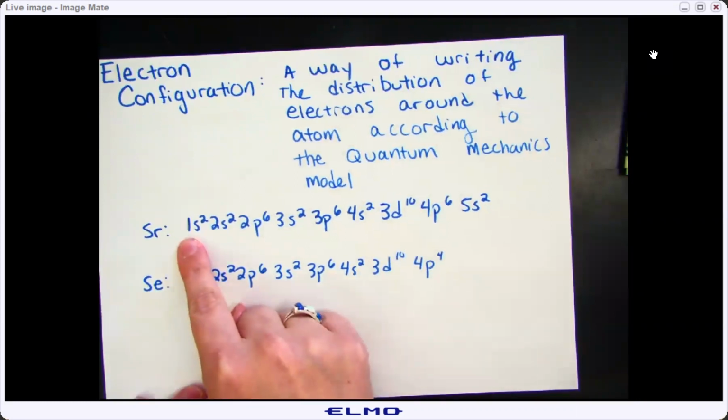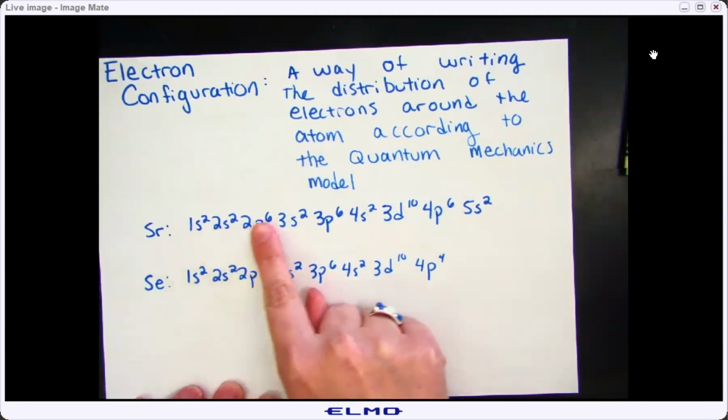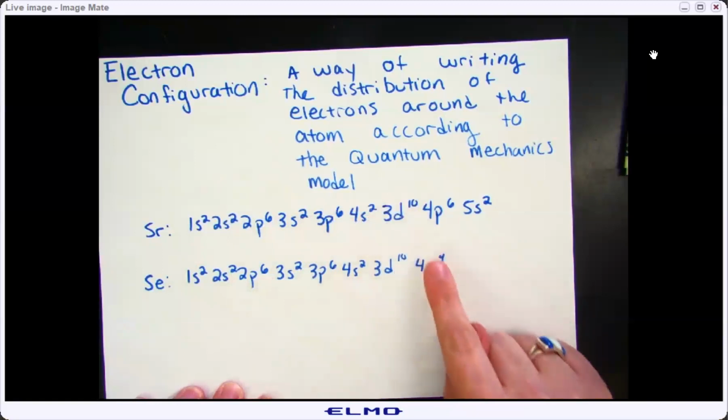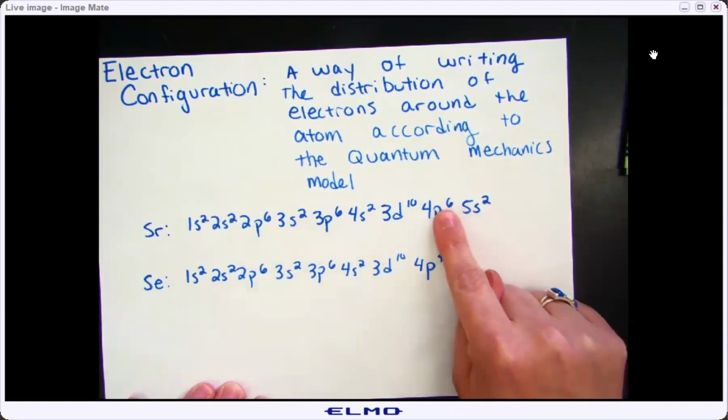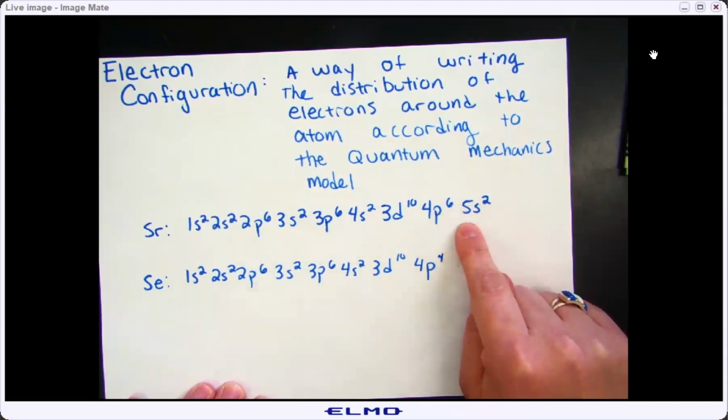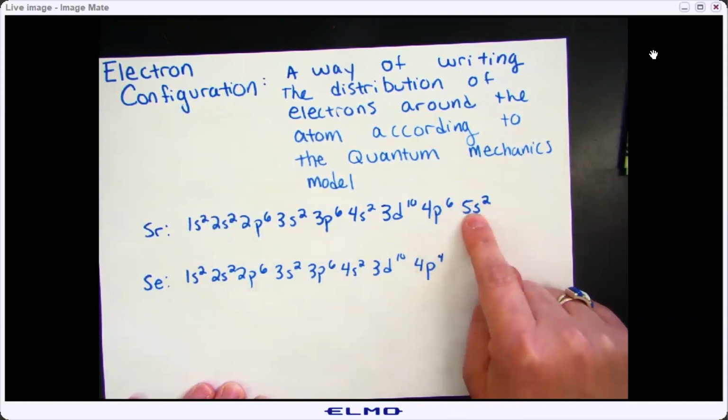If you notice, the beginning parts are exactly the same. The difference here is that for selenium, we had to stop at the 4p4 because that would have accounted for the 34 electrons we needed. But because strontium has 38 electrons, we have 4 more electrons, and we had to go to the 5s to get those 4 extra electrons accounted for.